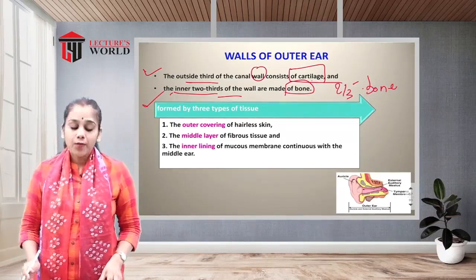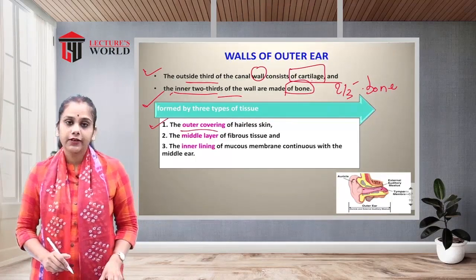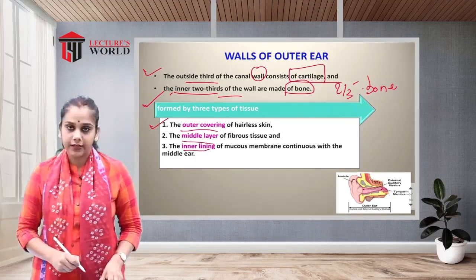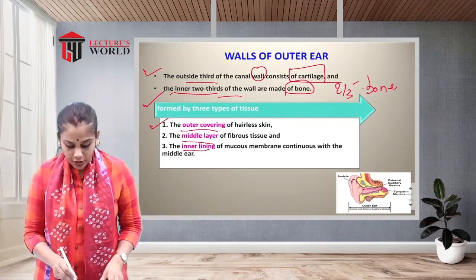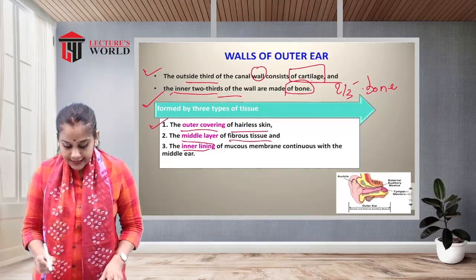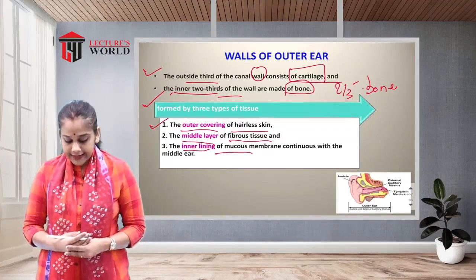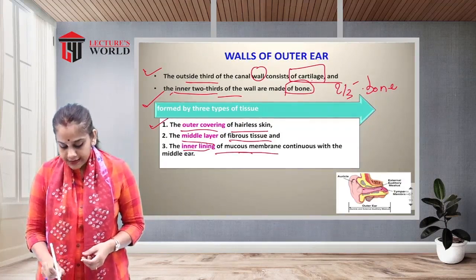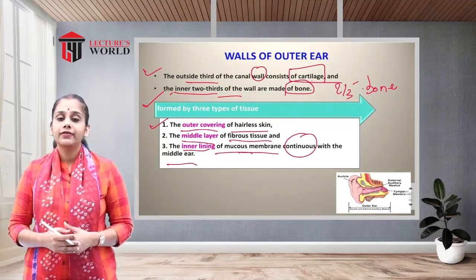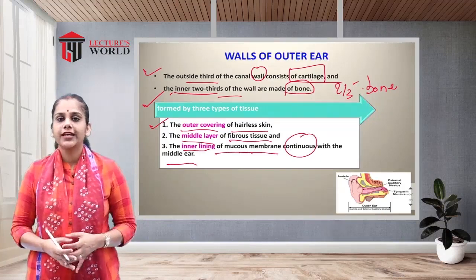Then it is formed by three types of tissue: the outer covering, the middle covering, and the inner covering. The outer covering or outer wall is hairless skin. The middle layer is made up of fibrous tissue, and the inner lining contains mucous membrane, continuous with the middle ear. So these are the three types of tissue situated in the ear.